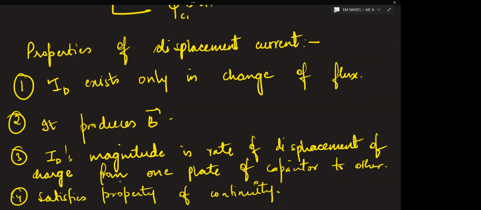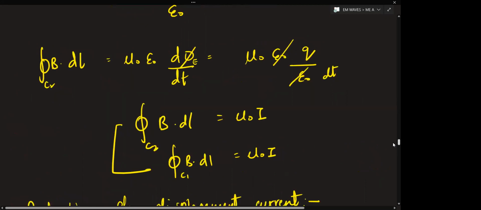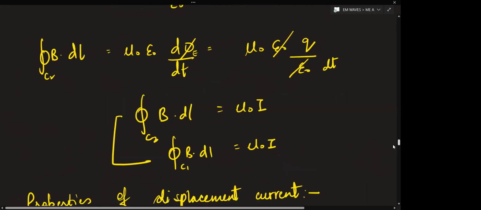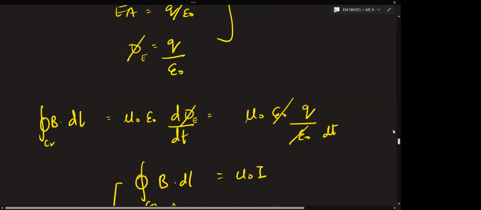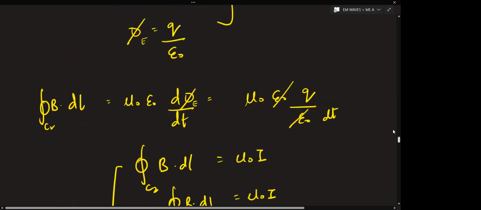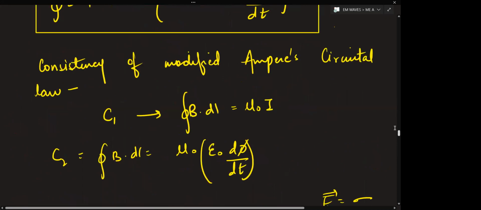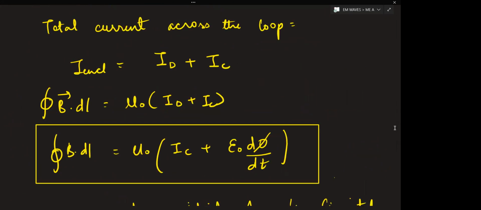These are just theoretical points. I don't think anybody is going to ask you the properties of displacement current. What you have to remember mainly, and what maximum properties can be asked if the paper is tough. Otherwise, see, this part is important. Till this: mu naught times IC plus epsilon naught d phi over dt. Till this part is very important, that the total current produced across the loop is ID plus IC.